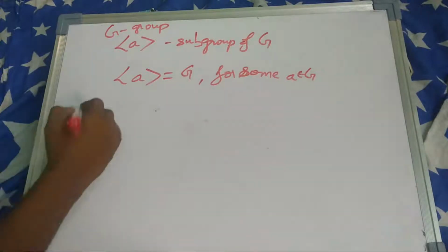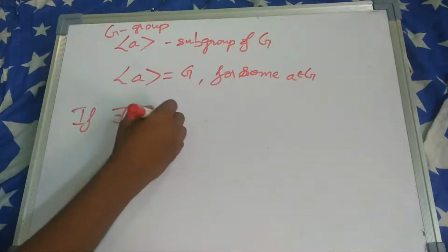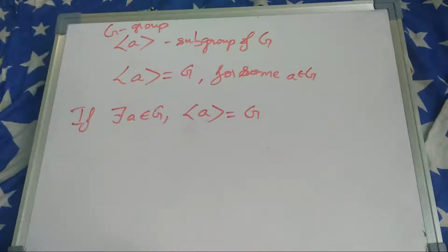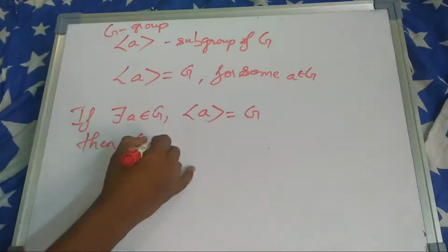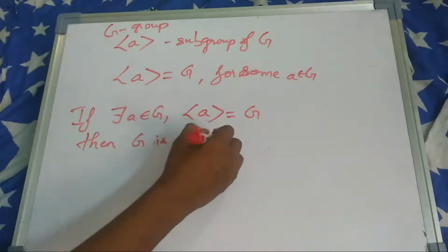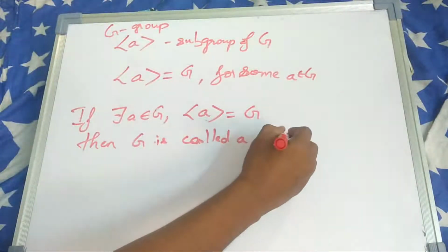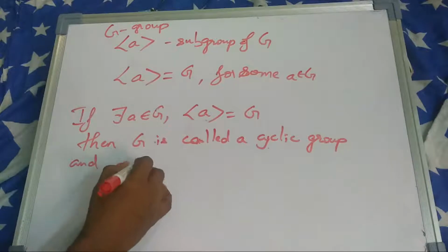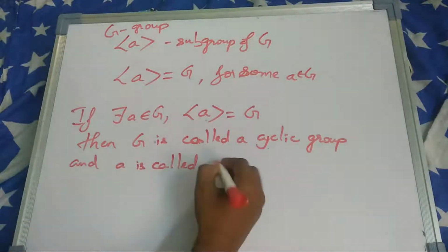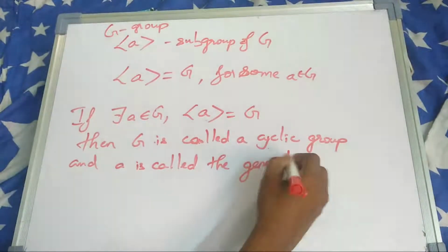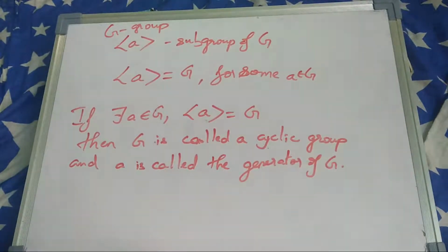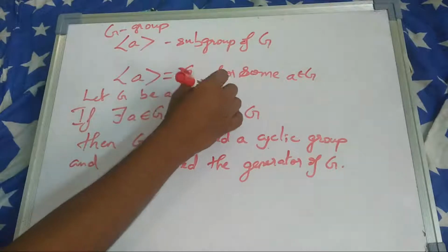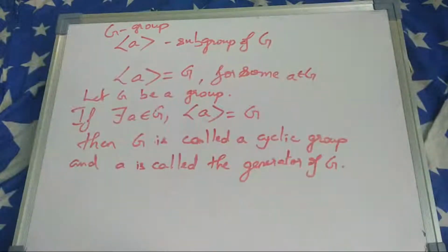So, if there exists an A in G such that the subgroup generated by A is the whole group G, then G is called a cyclic group and A is called the generator of G. Let G be a group. So we are defining a cyclic group.